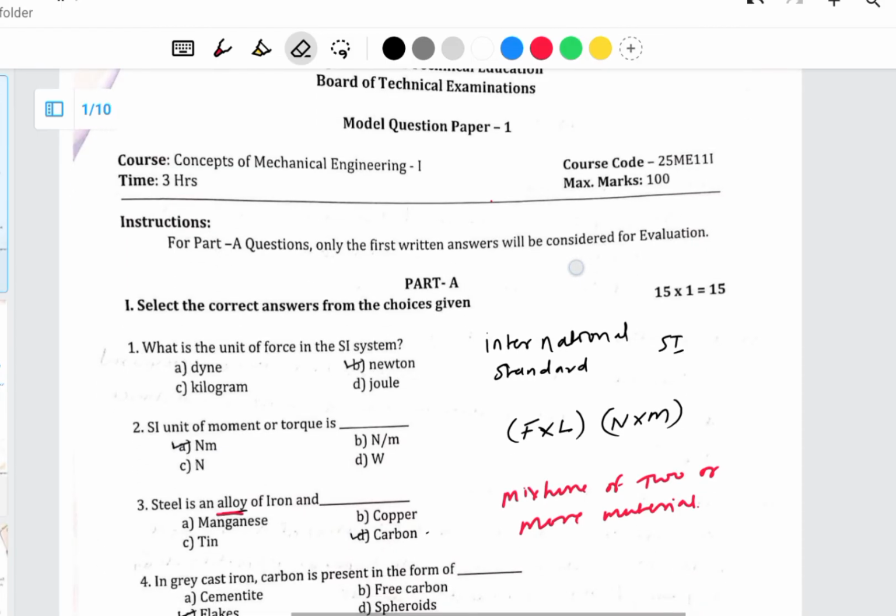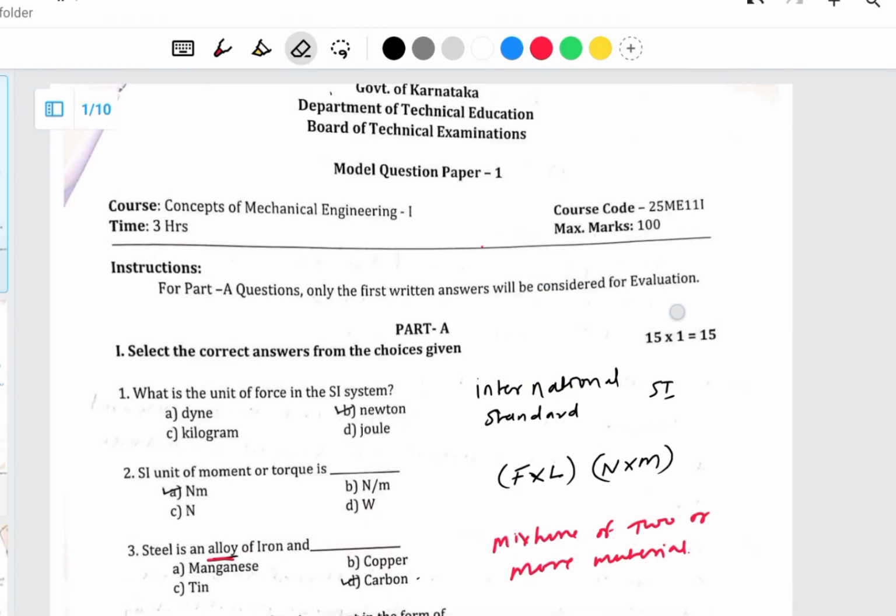Somewhat I will go with mixed language, Kannada as well as English. So here I will discuss what kind of question paper it will be. For the Part A questions, only the first written answer will be considered for the evaluation. For Part A, MCQ, here a total of 15 MCQs are available. Each one will be for 1 mark. So if you write the first answer and then scratch it, it will not be considered. Whatever you write first will be considered.